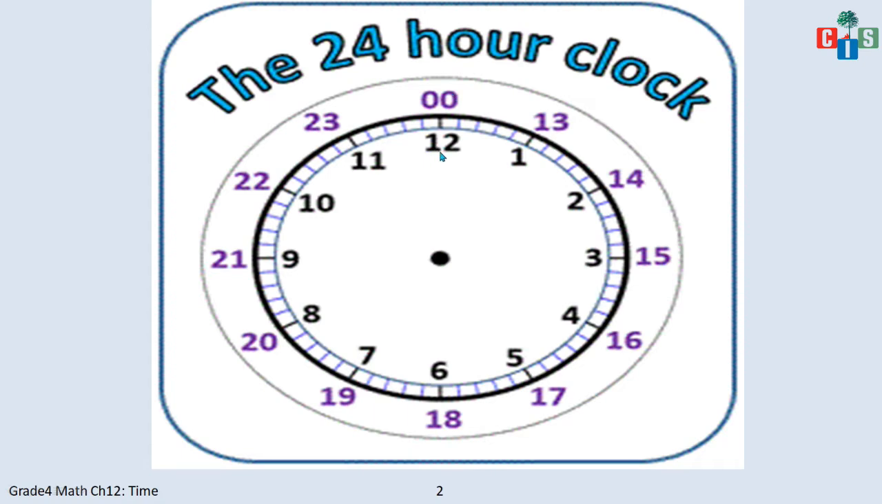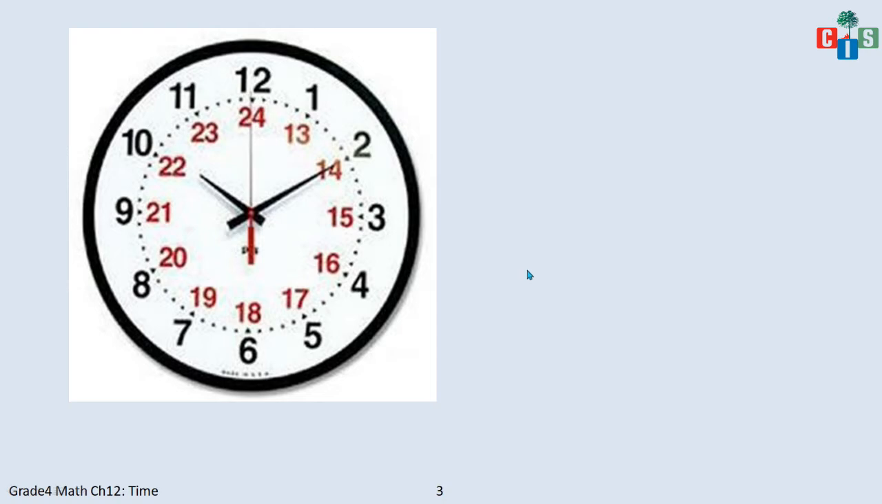Clear? So how you will read it is 1, 2, 3, 4, 5, 6, 7, 8, 9, 10, 11, 12, 13, 14, 15, 16, 17, 18, 19, 20, 21, 22, 23 and 24. So that's how within these 12 numbers 24 hours are included. Don't worry, we will learn step by step how to read a 24-hour clock. Now see this clock.